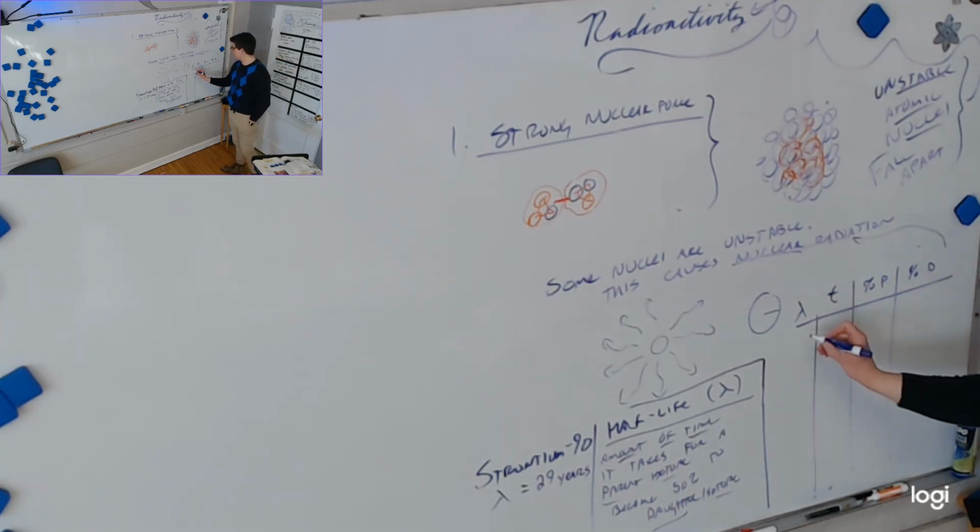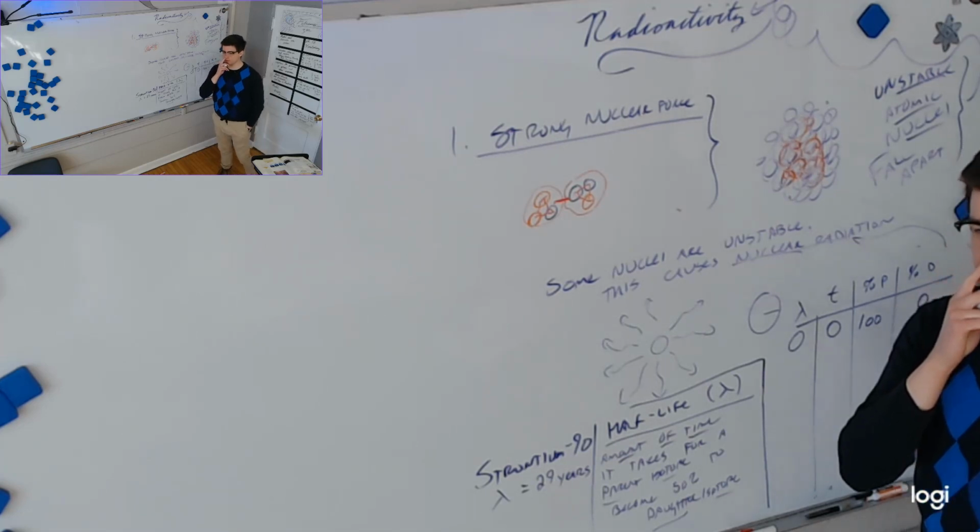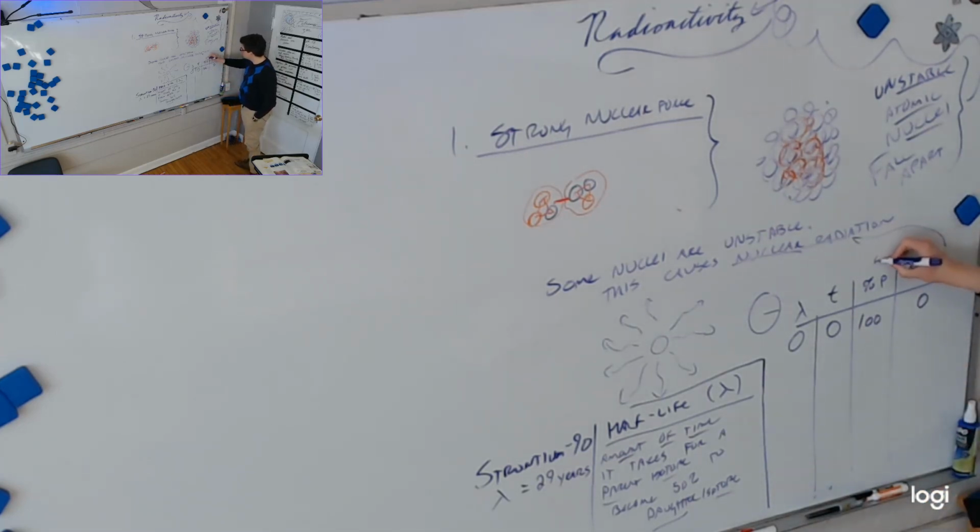Okay, so at half-life 0, how much time has passed? 0. And what percent is parent? It's 100% parent, and what percent daughter? 0% daughter. So what is the daughter isotope? Would you just mind telling me real quick? Our parent isotope is strontium-90. What's the daughter isotope of that?